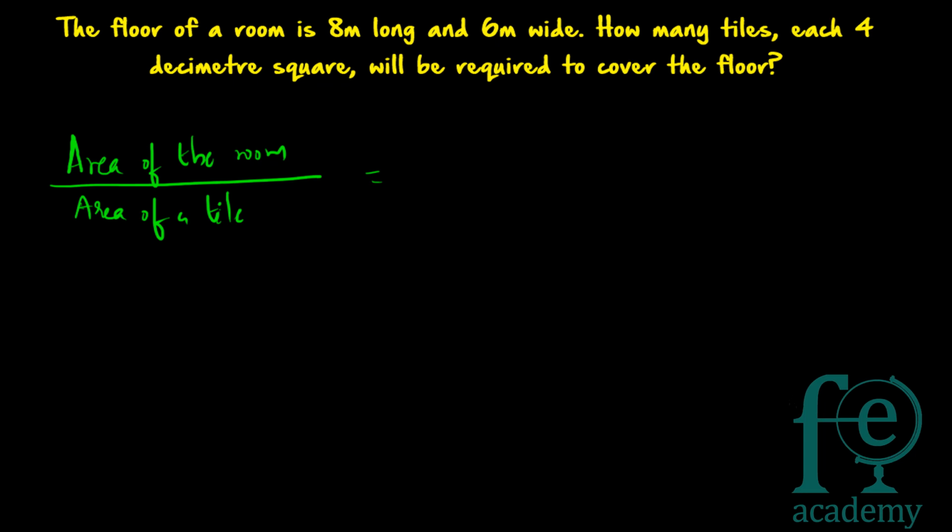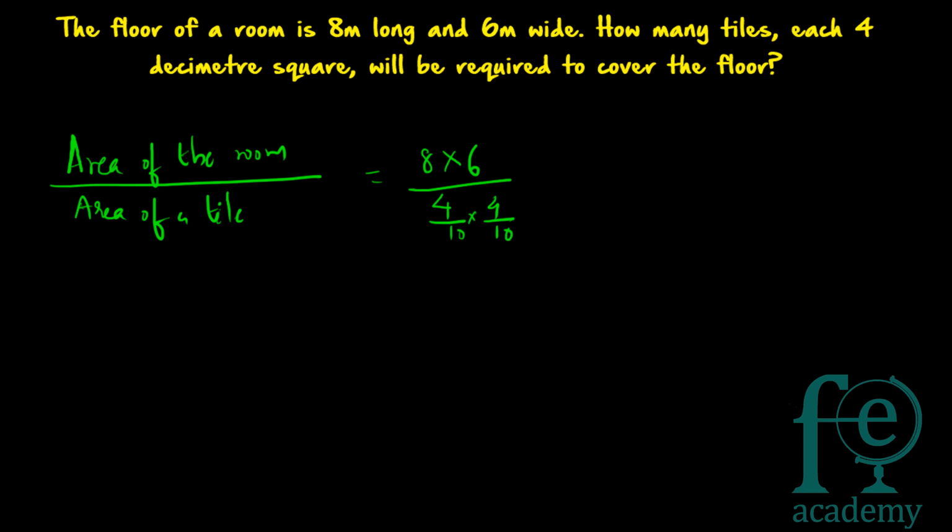So what is the area of the room? Room is rectangle. So it is 8 meter long and 6 meter wide. So you just have to multiply length and breadth. So you will get area of the room is equal to 8 into 6. And what is the area of the tile? It is a square and one side of the square is given 4 decimeter. So it means 4 by 10 into 4 by 10. Decimeter means 1 decimeter is equal to 1 meter divided by 10, or 1 decimeter is equal to 10 centimeter. Okay, 1 decimeter is equal to 10 centimeter and 1 meter is equal to 100 centimeter. So you will get 1 decimeter is equal to 1 meter by 10.